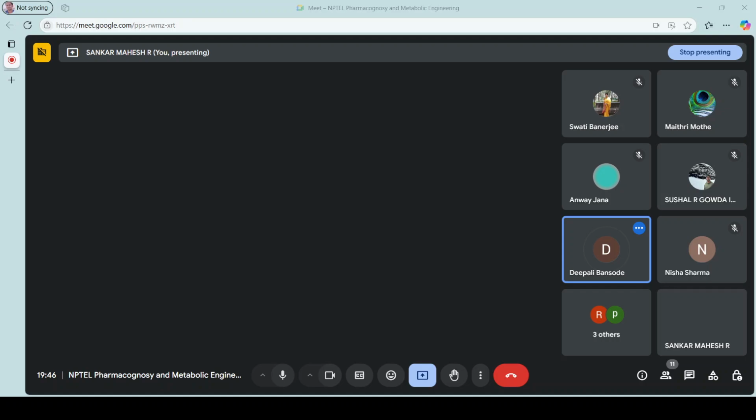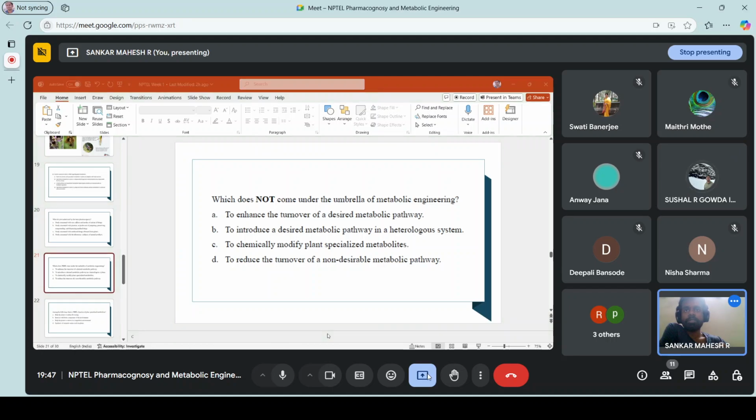Now, which does not come under the umbrella of metabolic engineering? To enhance the turnover of a desired metabolic pathway, to introduce a desired metabolic pathway in a heterologous system, to chemically modify plant specialized metabolites, to reduce the turnover of non desirable metabolic pathway. Whoever knows the answer can first justify why a particular option could be incorrect, and then we'll reach the right answer. So A, B, and D are incorrect, sir. Oh, so that means they are the answer.